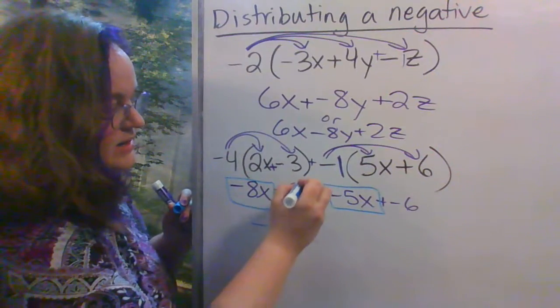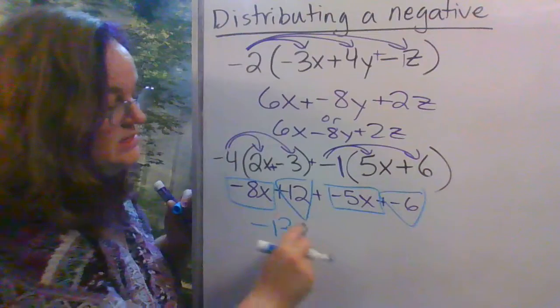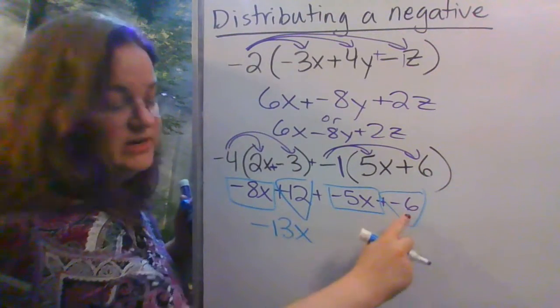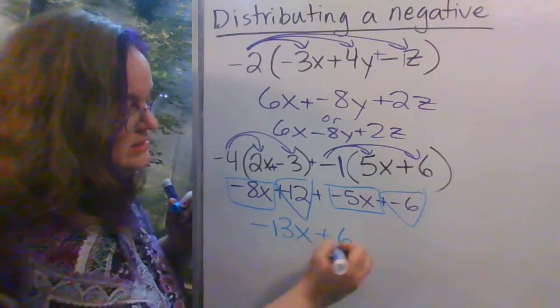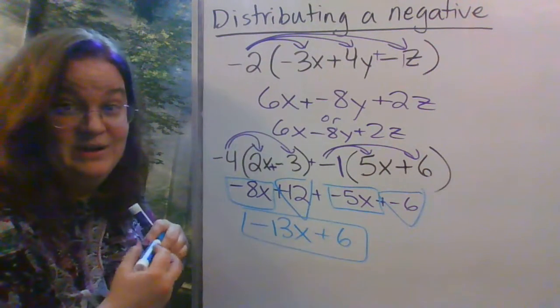And then I've got plus 12 and a -6. So positive 12 minus 6 is 6. And so this is my final answer when I've distributed and combined like terms.